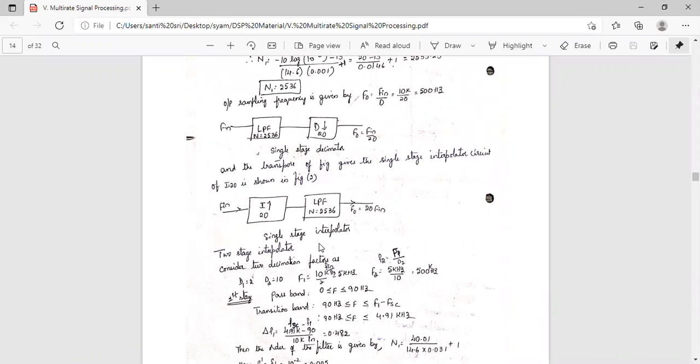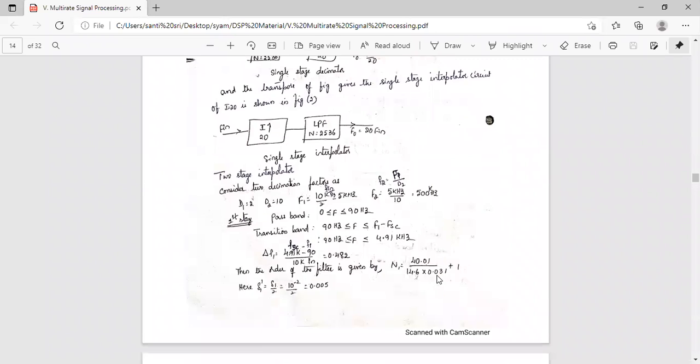Coming to the two-stage decimator, consider two decimation factors, D1 equal to 2 and D2 equal to 10. Why? Because here D is 20, so we take D1 and D2 like this. So F1 is Fin by D1, that is 10k by 2, that is 5 kilohertz, and F2 is F1 by D2, that is 5 kilohertz by 10, that is 500 Hz.